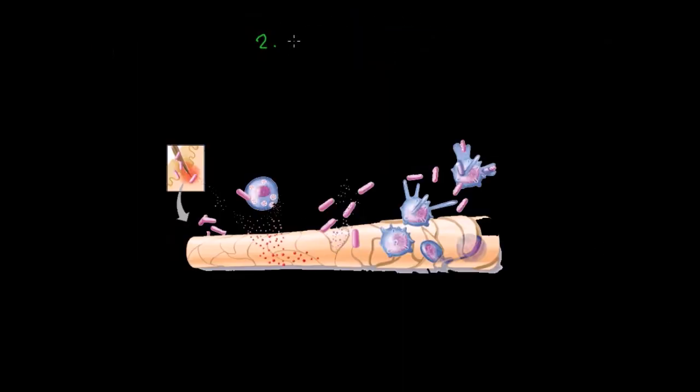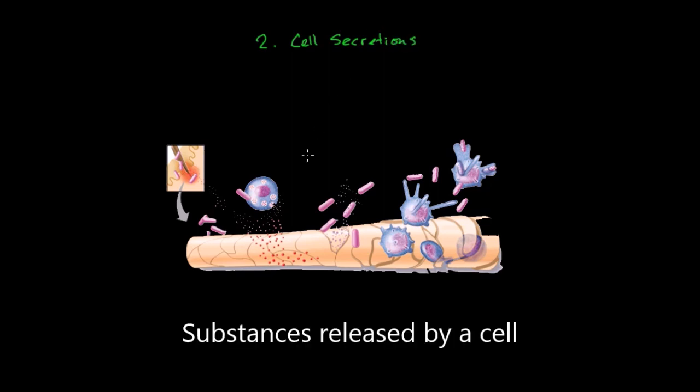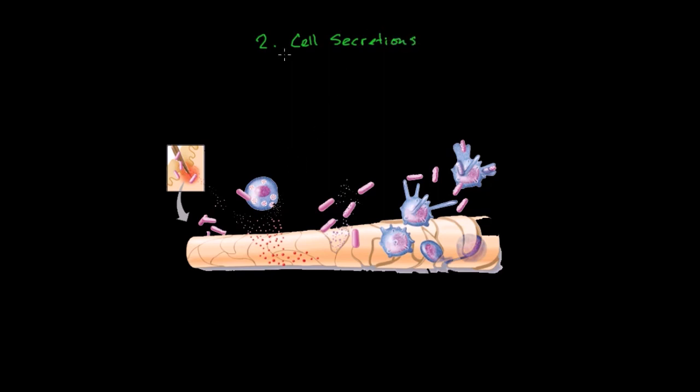The second type of chemical mediator are what we call cell secretions. Right? So these are substances that are being released by the cell. The example of a cell secretion is called histamine, which we'll talk about in depth in a future lecture. But in this diagram here, right, this is histamine. And histamine is released by this cell right here called a mast cell.